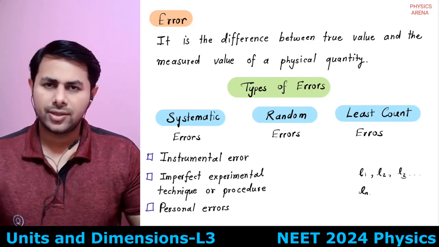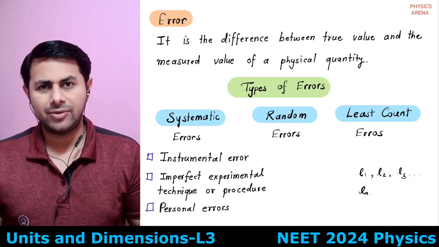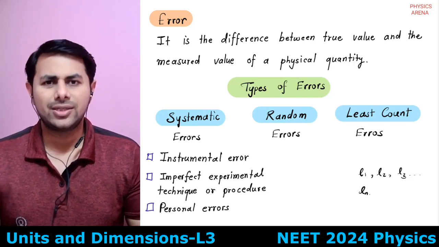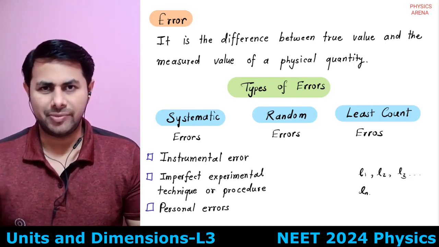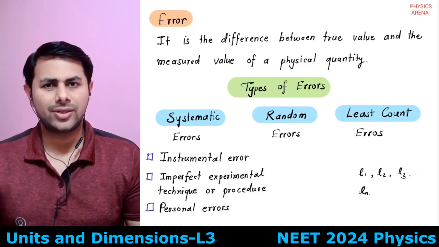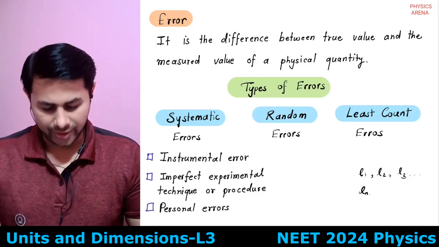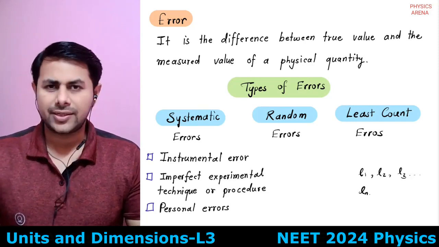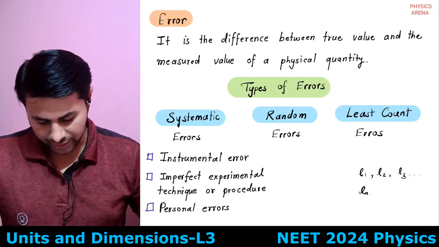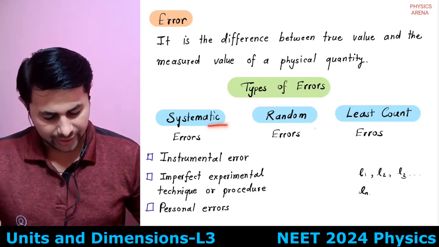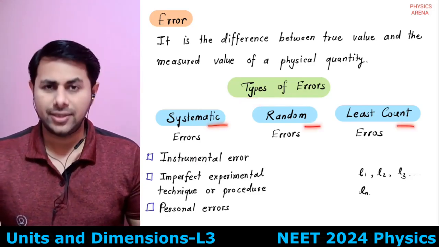Now sometimes the measured value will be close to the true value of this quantity. Sometimes there will be slight difference, maybe. So that difference between the true value and measured value, it is called as error. Okay, so this is a very naive example. Now there are certain types of errors. So what are the types of errors? Types of errors are systematic errors, random errors, and least count error.